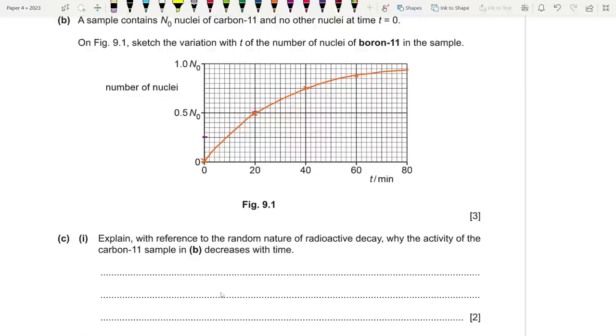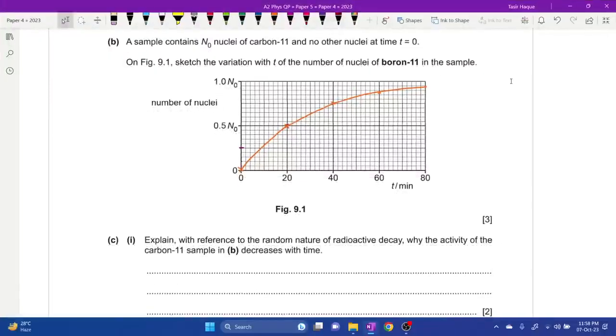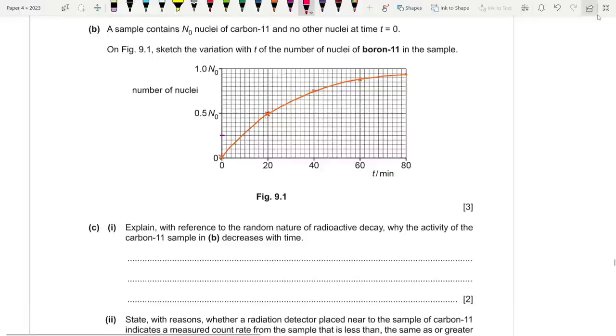Because it's basically a probability. The activity A is equal to N lambda. That's the main thing that you guys need to understand, that the activity is basically N lambda, okay? So this lambda remains the same. Now if you decrease the value of N, then the value of A will also decrease. That's the logic why the activity decreases, because A is equal to lambda N. Even though lambda remains constant, N changes, so A will also decrease.